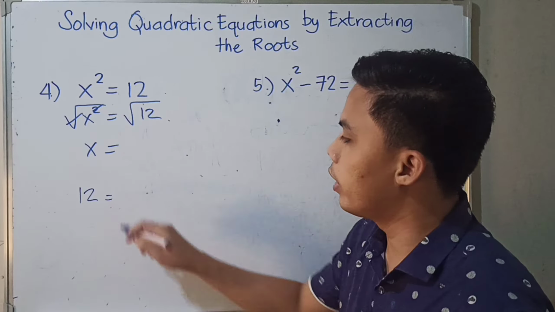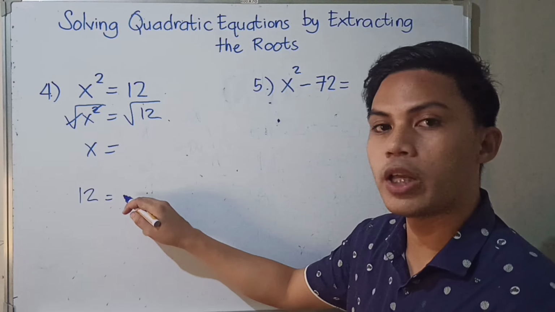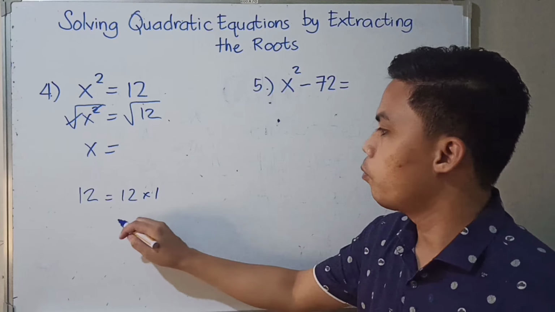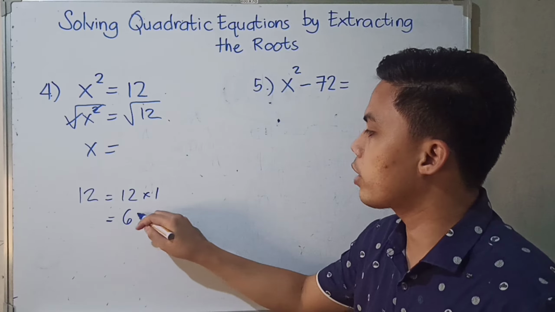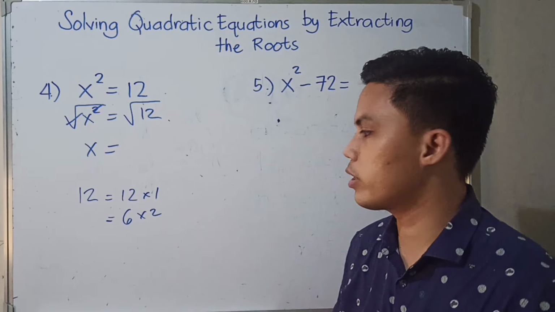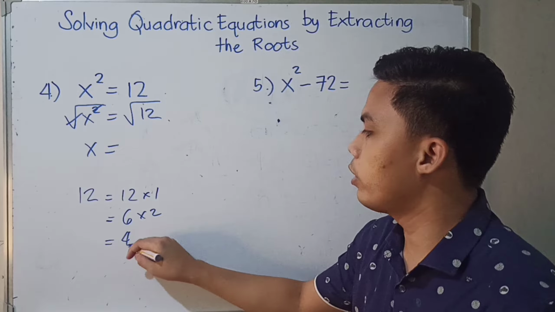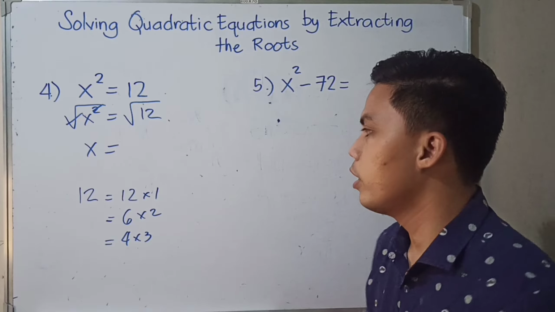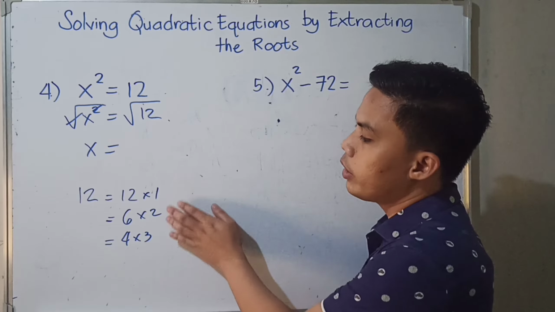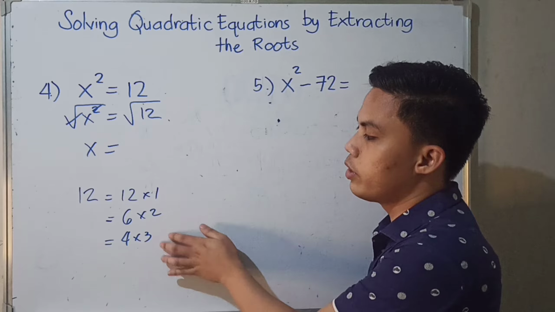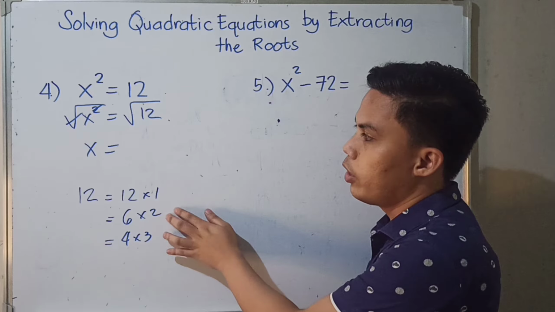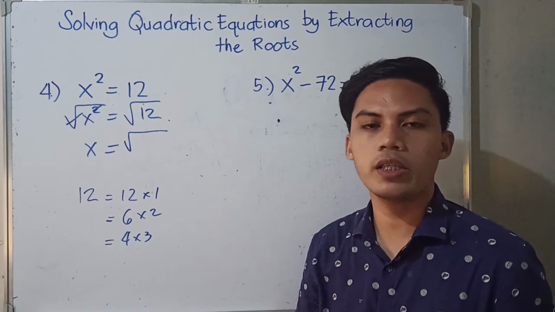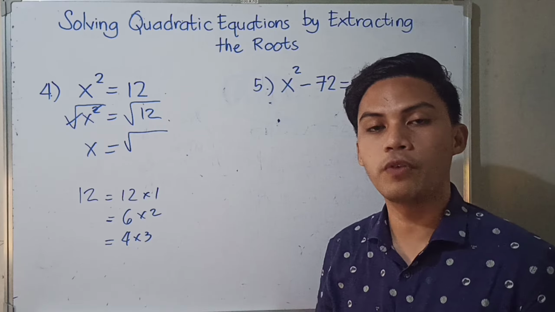So, alam natin na ang 12, ang factors niya could be 12 times 1 or 1 times 12. Pwede rin 6 times 2 or 2 times 6. And pwede rin 4 times 3. Okay. Now, titignan natin yung pairs ng factors ni 12. Okay. Yung ilalagay natin ngayon or i-express natin si 12 as product of two factors.